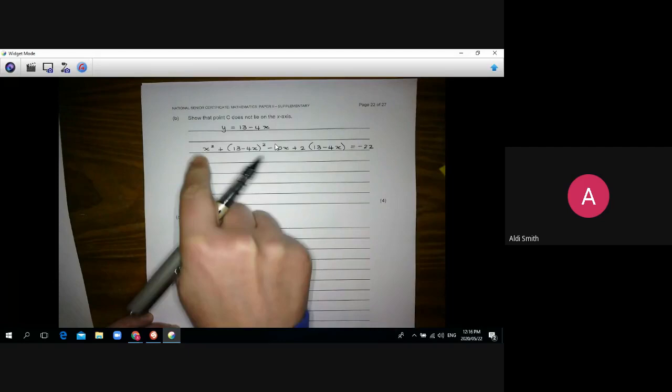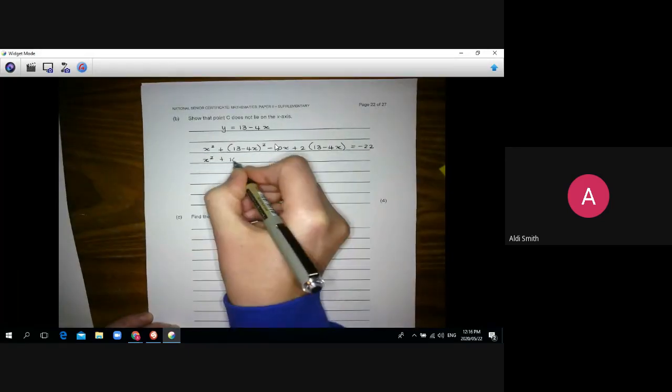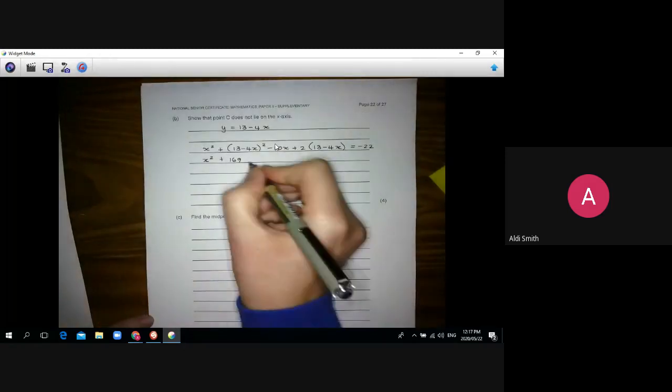So I'm going to put that into standard form. So that's x squared plus 169, and then calculator is going to be useful there, because that's going to be 13 times negative 4 times 2, which is then minus 104x.